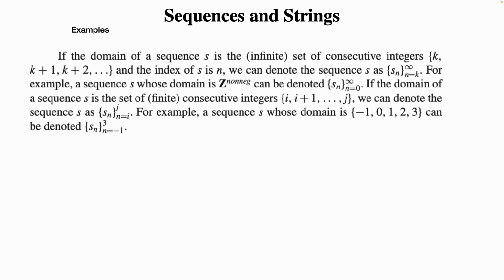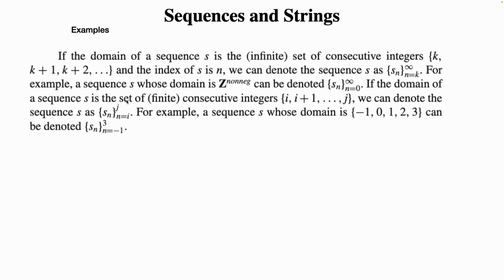If the domain of the sequence S is an infinite set of consecutive integers, starting at k, then you have k plus 1, k plus 2, on to infinity, and the index of S is n, we can denote a sequence like that as Sn, n equals k to infinity. If you didn't have anything on there, you would assume 1 to infinity or 0 to infinity. But if you put n equals k to infinity, then that's a notation you can use. So, for example, a sequence S whose domain is the nonnegative integers would be Sn, n equals 0 to infinity.